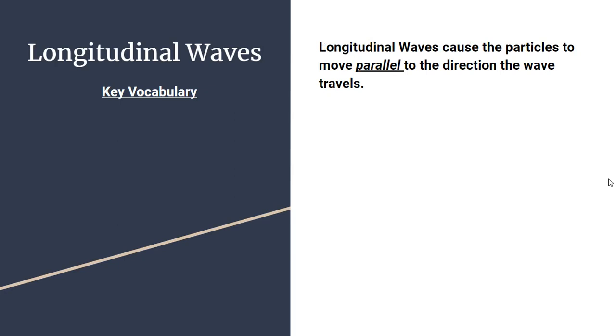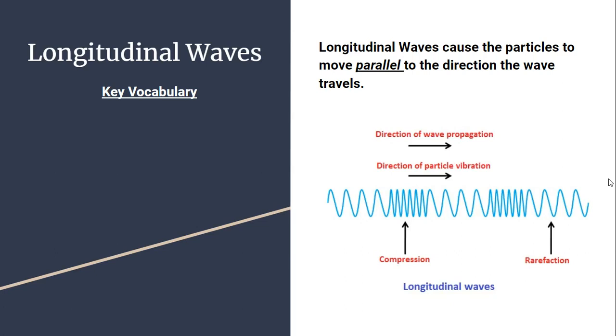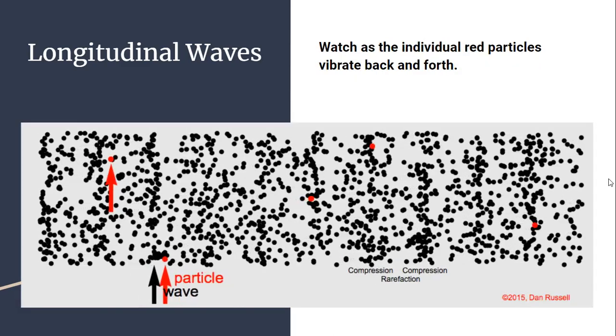Longitudinal waves are the opposite. Instead of causing the particles to move perpendicular to the direction the wave travels, a longitudinal wave causes them to move parallel to the direction that the wave is traveling. So in this picture, you can see that the wave is moving from left to right, as well as the particles are vibrating from left to right.